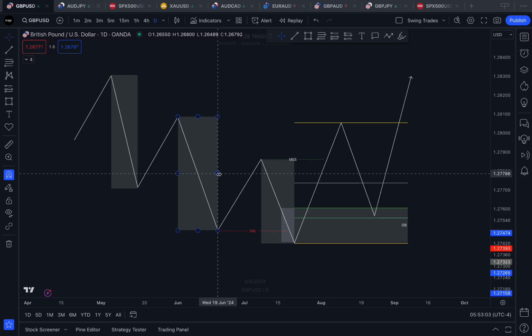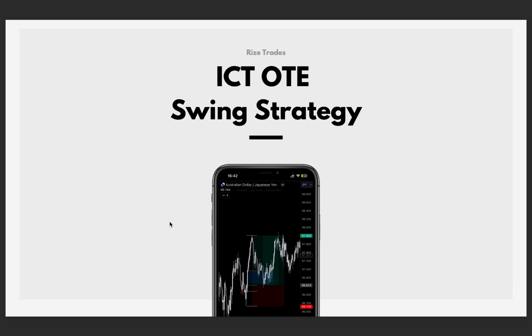Basically, this strategy is super simple to apply, just focuses on a few ICT concepts that when applied consistently over time, yield amazing results. There's no reason you can't scale to 6 figures in funding whilst working full-time with this strategy. So this is the trading plan, the ICT OTE or optimal trade entry swing strategy.